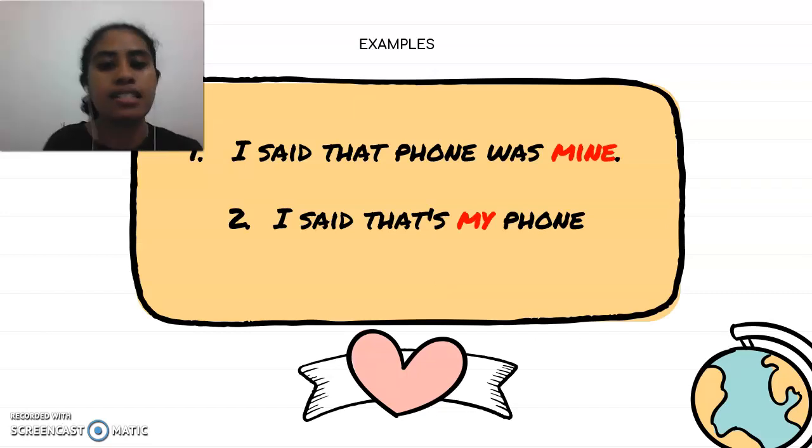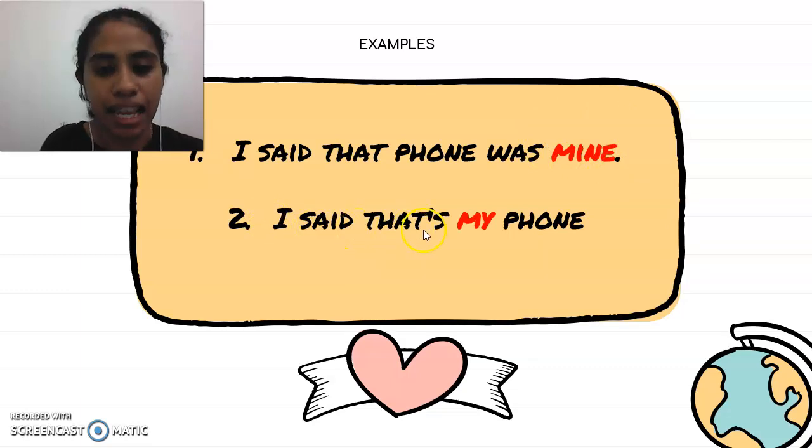So this is the example. First, I said that phone was mine. So mine here is a possessive absolute. The second example, I said that's my phone. So my here is a possessive adjective.